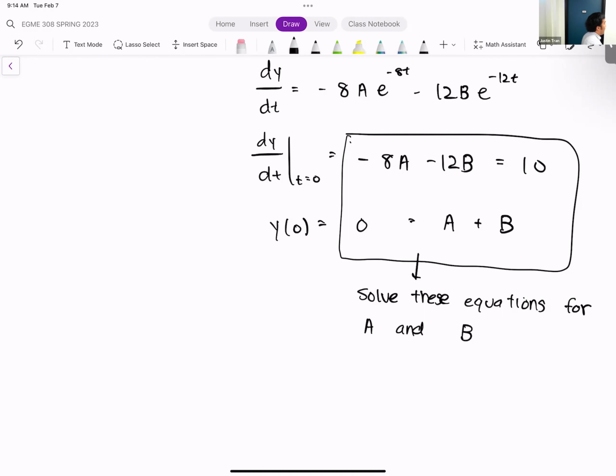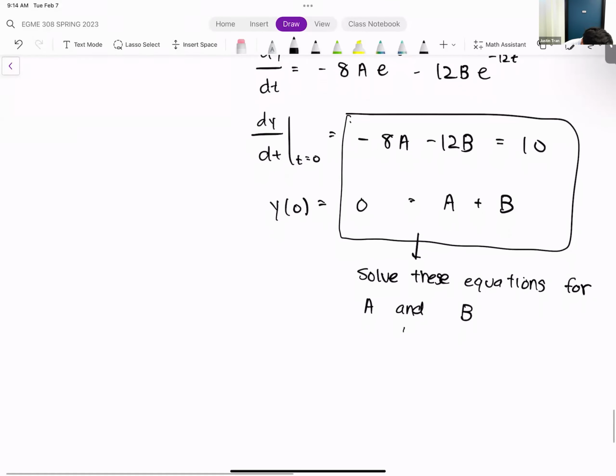We can go ahead and solve these equations for a and b. You can do this any number of ways. I think the easiest way is to start with the second equation. If we solve the second equation for a, we see that a is equal to minus b. We plug that back into the first equation and use that to solve for b. But you can do this however you want. Solving for these coefficients, we get a is equal to 5 over 2, and b is equal to minus 5 over 2.